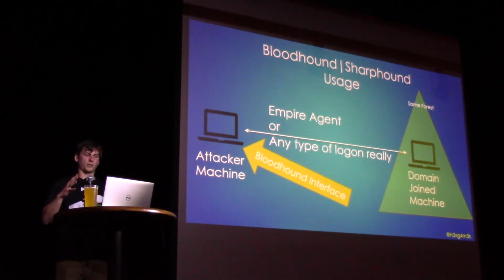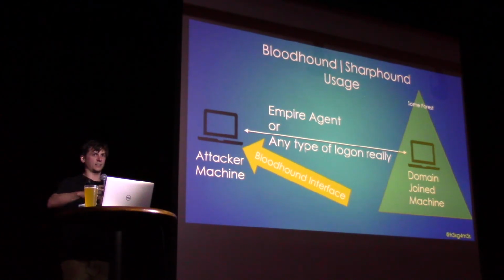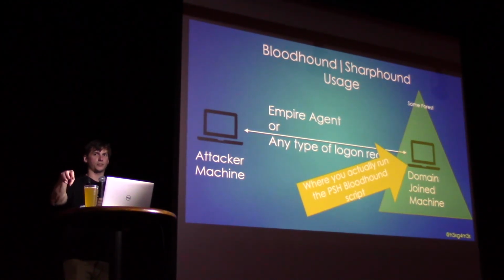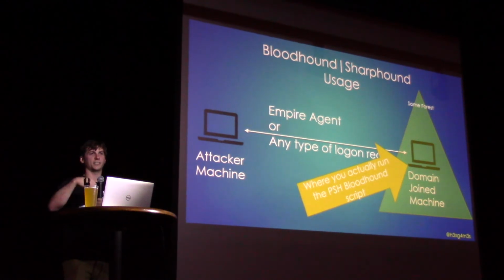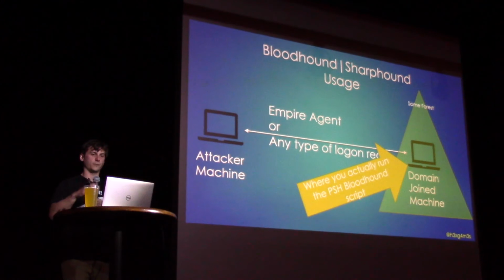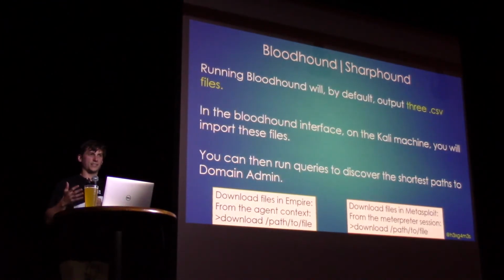Now Bloodhound works in two ways, where it's got the one interface on your host attacker machine, and then on the domain joined machine is where you're actually going to run that PowerShell script that runs Bloodhound and does the get computers, get local admins, and gathers all that data for us. By default, this is going to output 3 CSV files. It'll just drop them to wherever you run it.